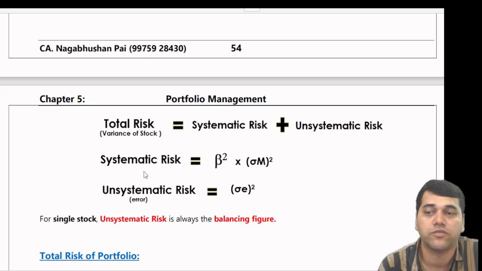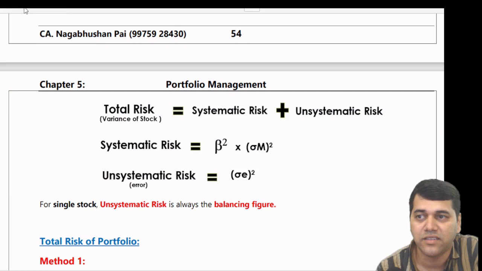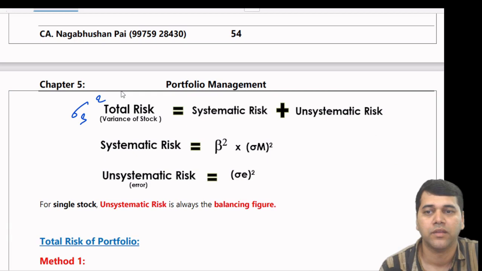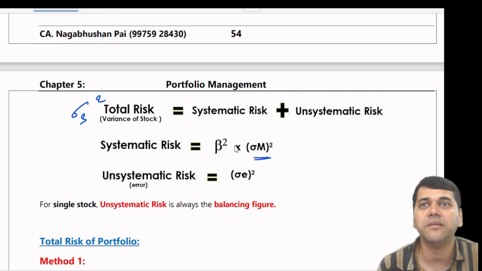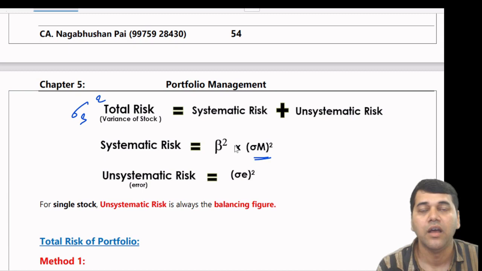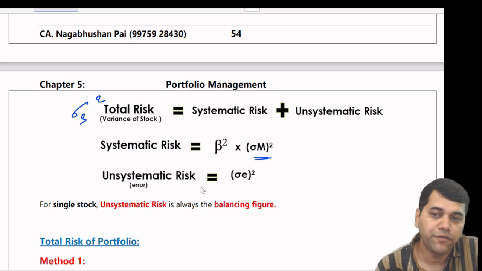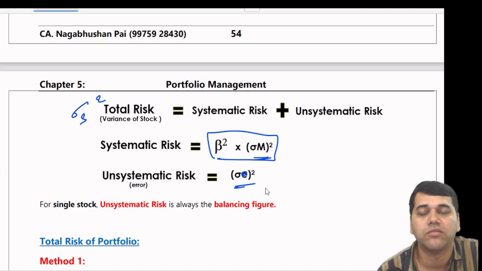So now, first we will figure out the equation for calculation of total risk. Total risk is always simple. When you calculate the stock variance, it is the stock standard deviation squared. It's called total risk because it should be analyzed in squares only. Systematic risk is the risk of the market into the beta factor. That means if the market has changed by 10%, your stock will change by the beta factor. So this is my systematic risk calculation, and this is my unsystematic error, the balancing figure. I am only responsible for it.